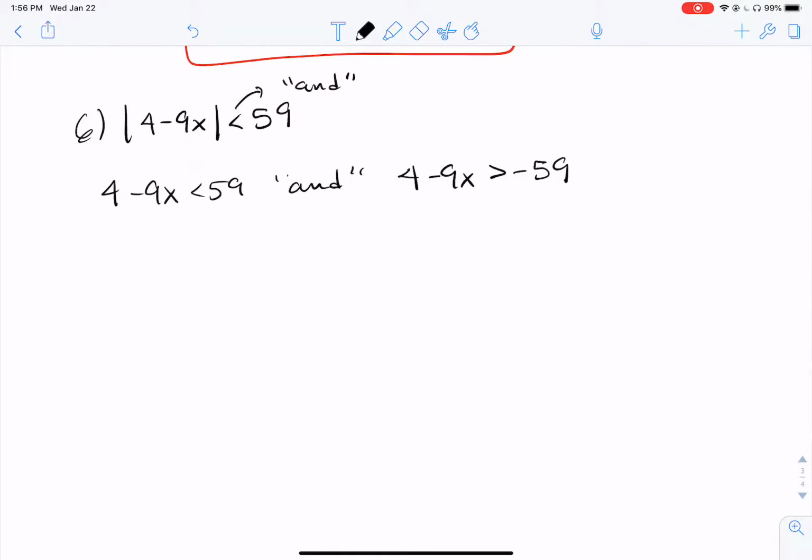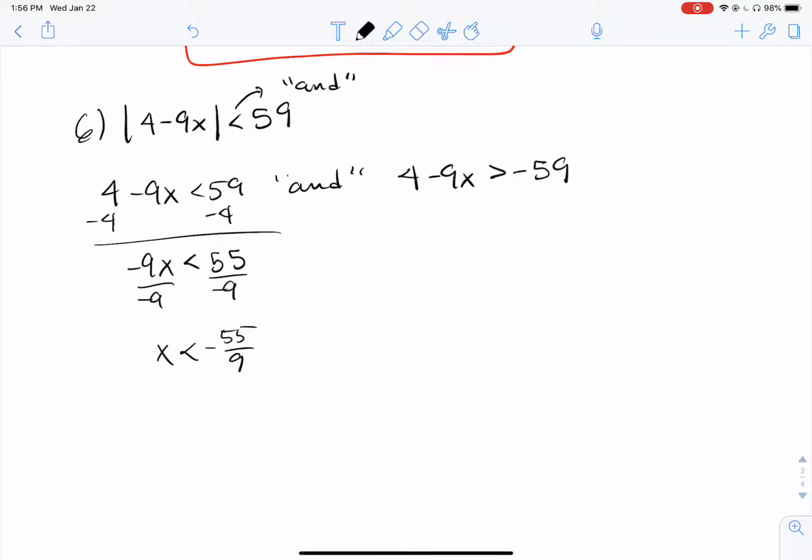So to solve this inequality, we start by subtracting 4 from both sides. And we get negative 9x is less than 55. We divide by negative 9. And again, instead of writing the decimal value of this, I'm just going to write this as negative 55 over 9, okay?